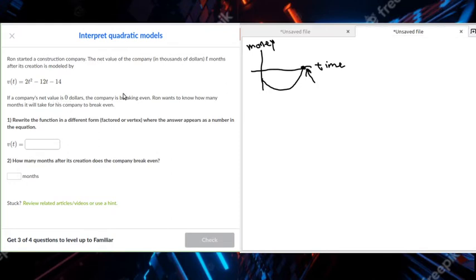Net value is 0, so we want a 0. All right, and there are going to be two zeros. There's going to be one over here, but we don't want that one. We want the larger one. So rewrite the function in a different form, factor to vertex, where the answer appears as a number in the equation. So we want to find a 0, and we want it to be obvious in the equation.